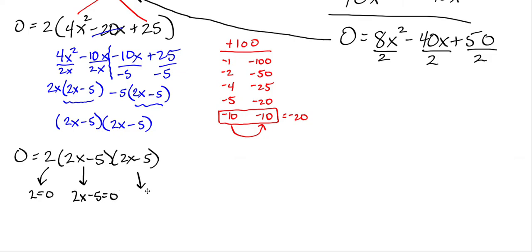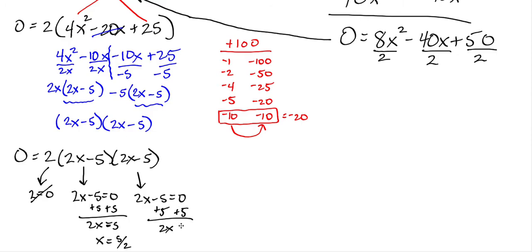Now, these factors are going to get you fraction answers, which isn't horrible, but most people don't like that. So 2 equals 0, that's not true. I'm going to add 5 to both sides. Divide by 2. I don't have much space. And the second one is exactly the same. Both parentheses were the same, so you get the exact same answer.